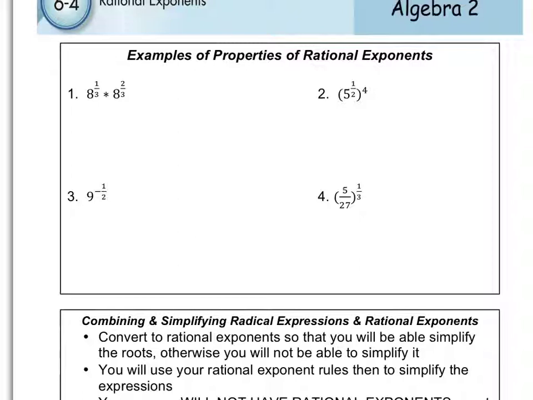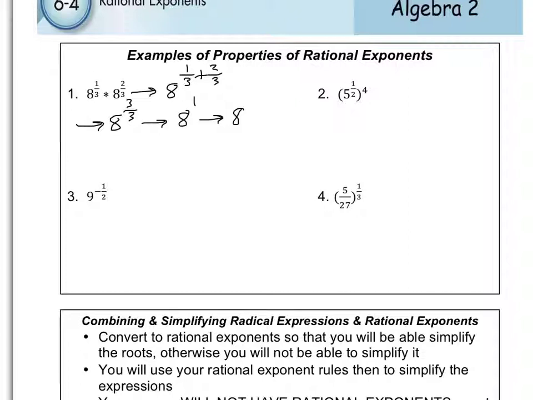So, first example gives you 8 to the 1/3 times 8 to the 2/3. Since the bases are the same, we can go ahead and we can add the exponents. So this is really 8 to the 1/3 plus 2/3 power. Okay, 1/3 and 2/3 is 3/3. 3 divided by 3 is 1, so this is really 8 to the 1st, which is just 8. Okay, all you're doing is using your properties of exponents. It's the same exact concept as you've had in the past.